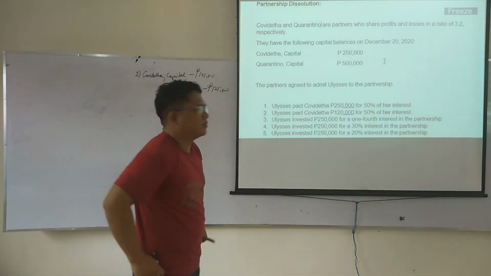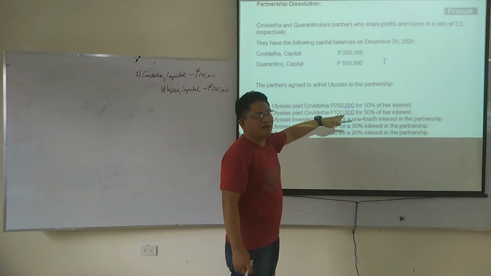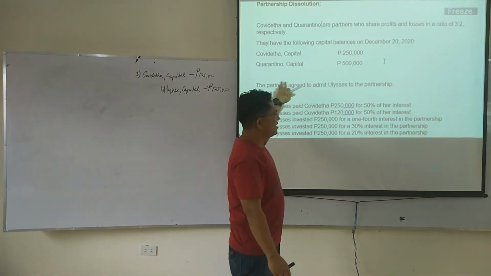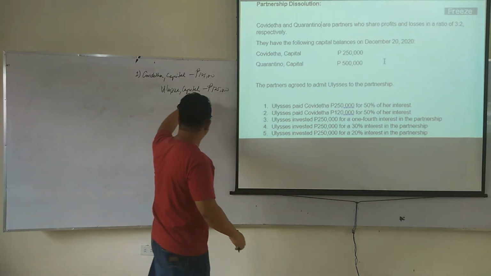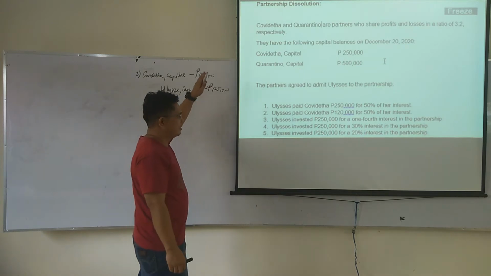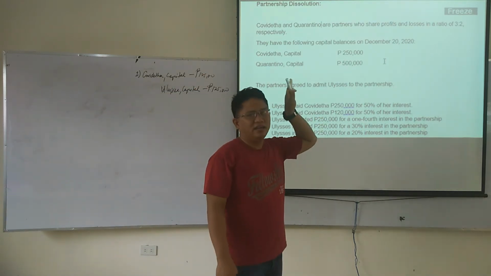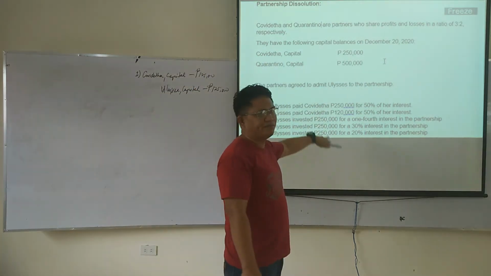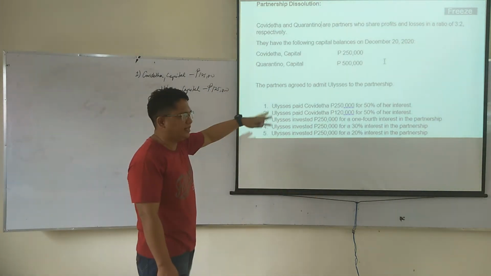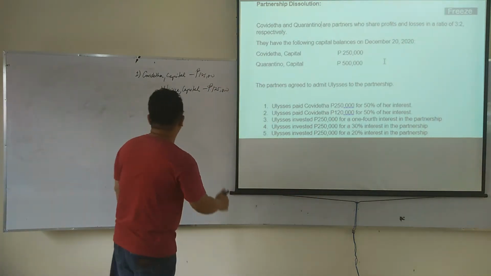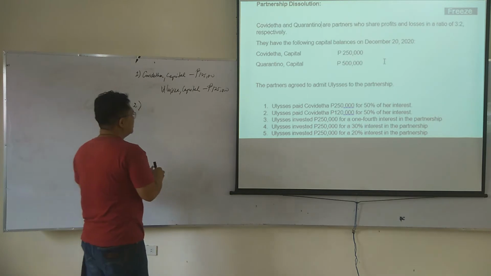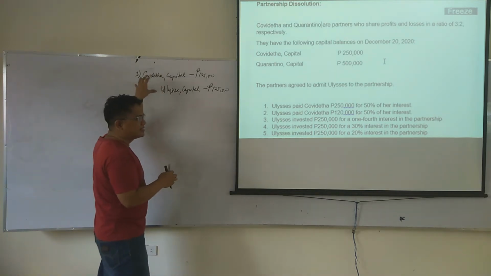What happens to the 125 gain? So Ulysses paid 250, but Ulysses only gets 125. What happens to the 125? It goes to Cobilita. Personal gain for Cobilita. So, gain here is not recorded.